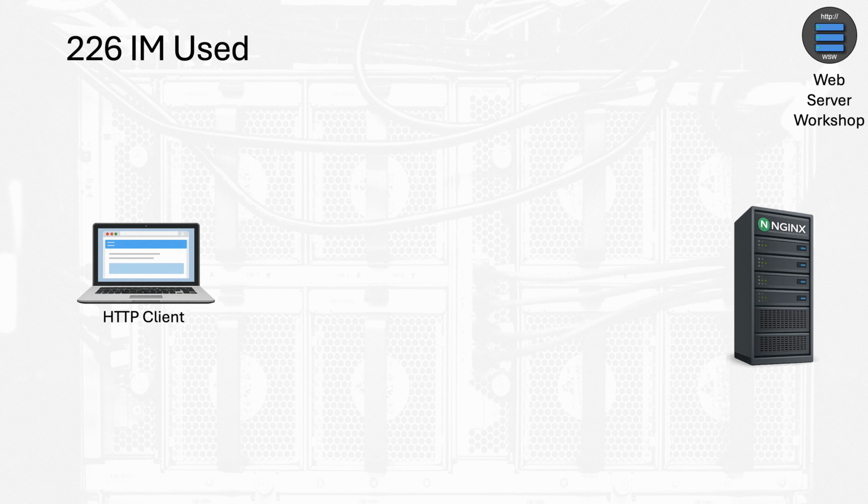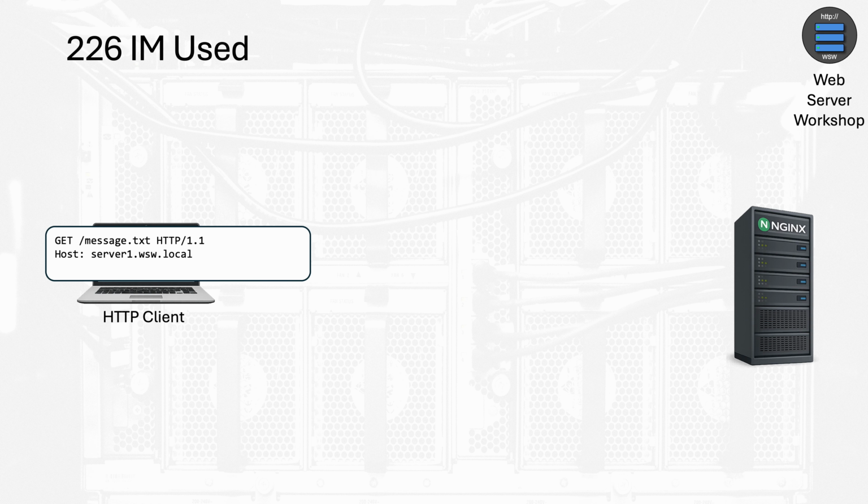226 IM used. Okay, the 226 IM used is yet another very obscure and hardly implemented or supported response code. The idea is that we could ask for a resource one time and receive it back, and then ask if there's an updated version, and the server will respond back with only the changes. Here's the animation that describes what happens.